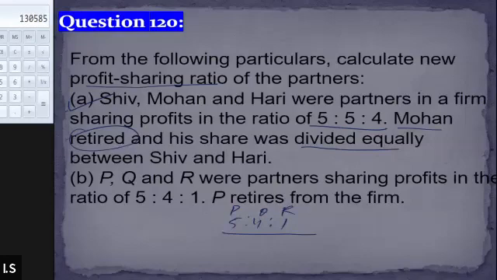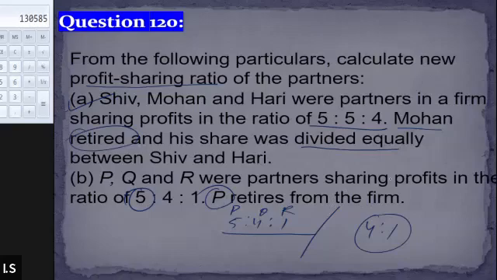All right. Anyway, so the question is that there are three partners, P, Q, and R. Their profit sharing ratio is currently 5:4:1. And the question is telling us that P is retiring from the firm. Then could you please tell me what will be the new profit sharing ratio of Q and R? 4:1. P is retiring, so 4:1 will be the new profit sharing ratio. You don't have to do any calculation for it. If P is retiring, the new profit sharing ratio of Q and R will be 4:1.